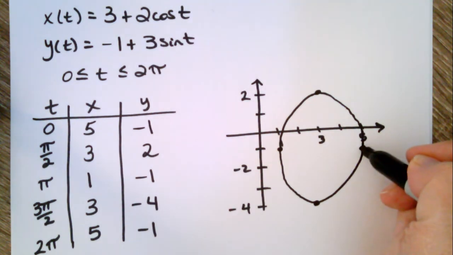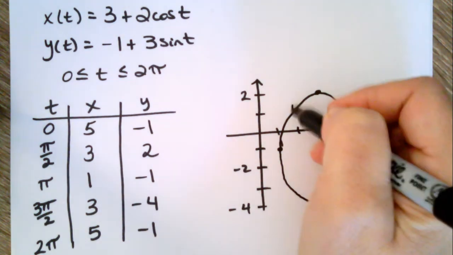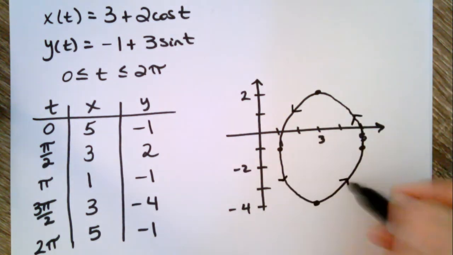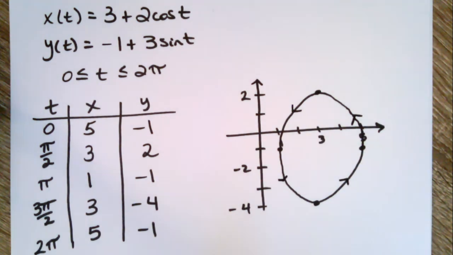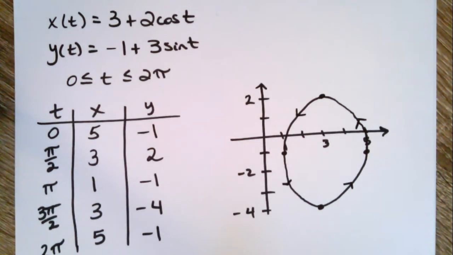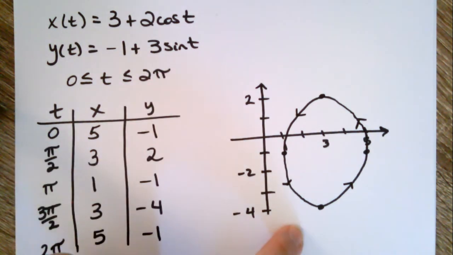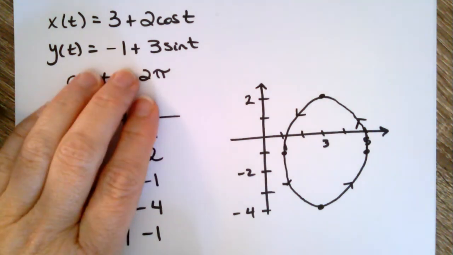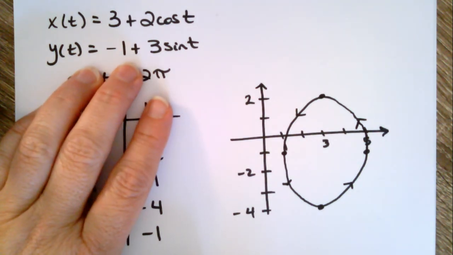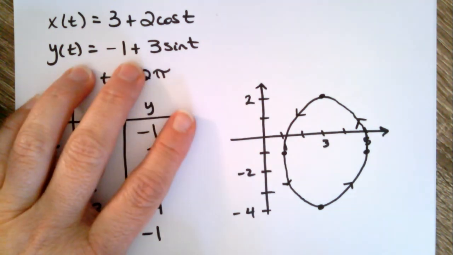Again, we started here at 5, -1. I'm going to add direction arrows to indicate the direction of movement. But because we have used trig functions here in our parametric equations, we end up with a circular graph. Now, if you remember what equations of ellipses look like, I don't know about you, I prefer the parametric equation because it's much simpler to look at.